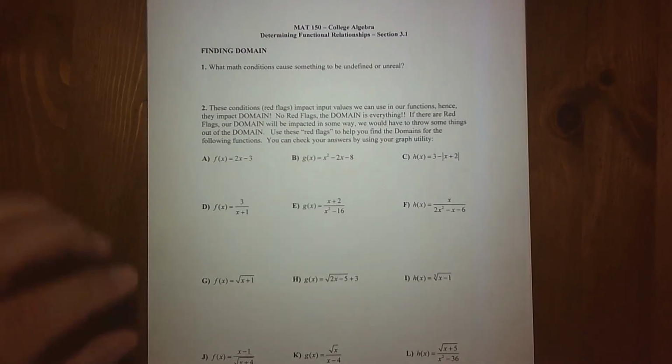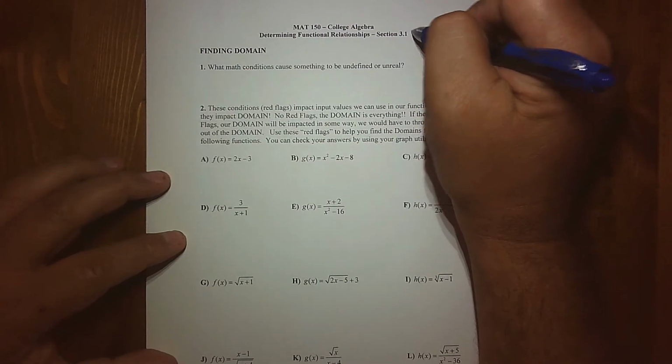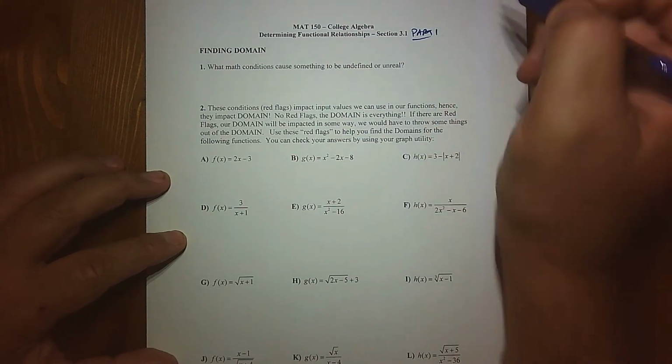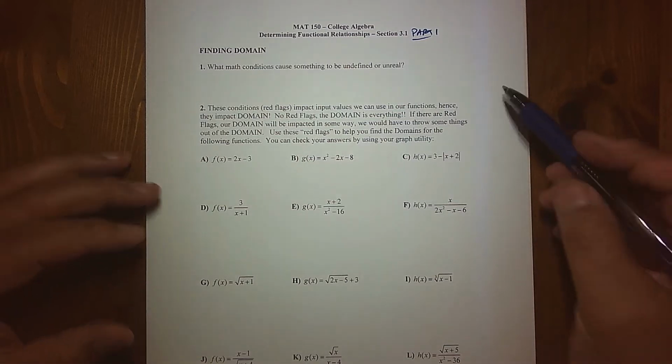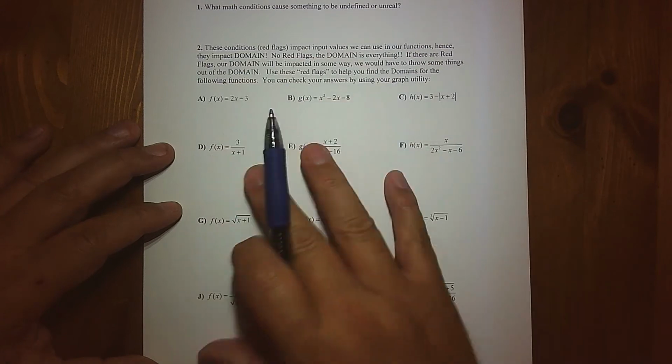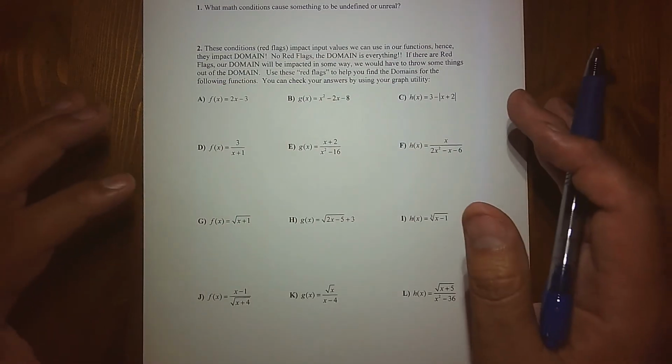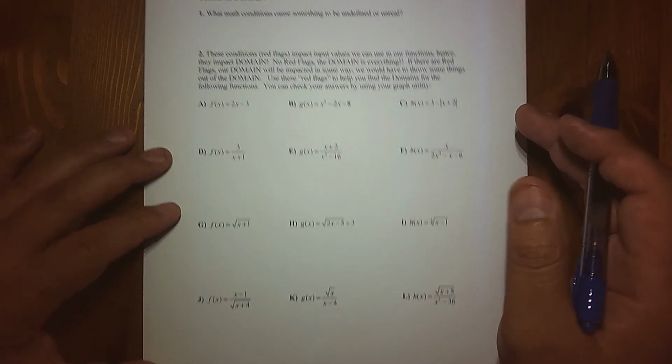Okay, so we're going to wrap up this. Again, we're in part one. There's so much to this story, but we're in part one of section 3.1. And one of the last things we need to consider is how do I find domain just given a function, right? So I have a bunch of functions down here. How do I find out what values of x I can put in?